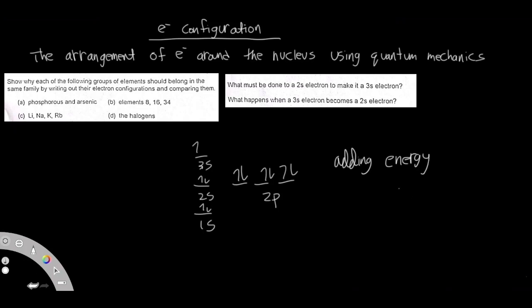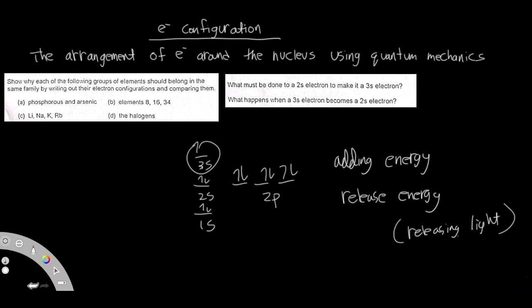All right? Now, let's look at our other one. What happens when a 3s electron becomes a 2s electron? So from this to this. This is going to be the opposite. This would just be a release of energy. When you move that outermost electron down to the 2s, this will be a release of energy. This is actually going to be producing light.